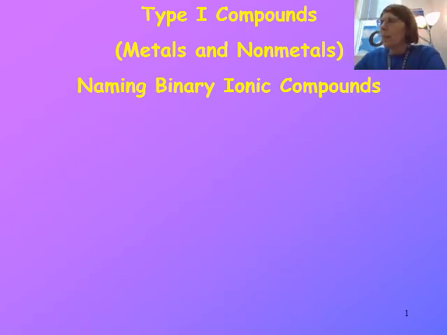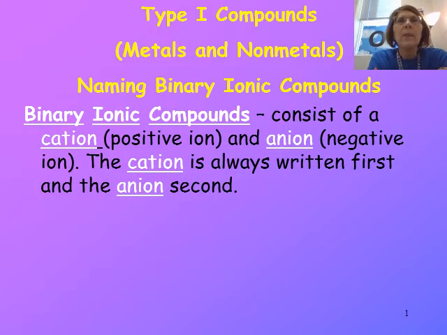So we're going to talk about type 1 compounds. So you need to get your Unit 4 notes. We're on page 2 and periodic table. So type 1 compounds are metals and nonmetals. So we're talking about group 1, group 2, and aluminum hooked up with an anion, which is the nonmetals, over to the right of the dark line.